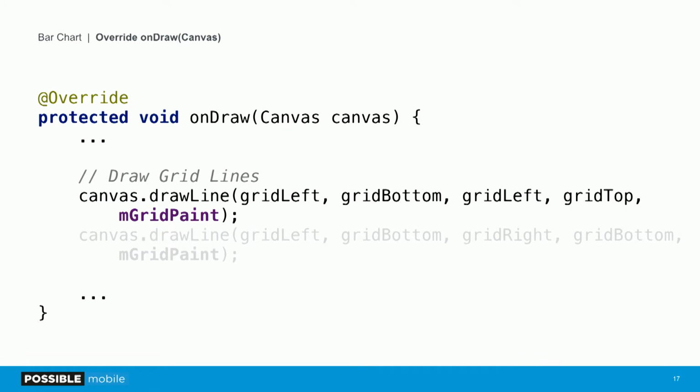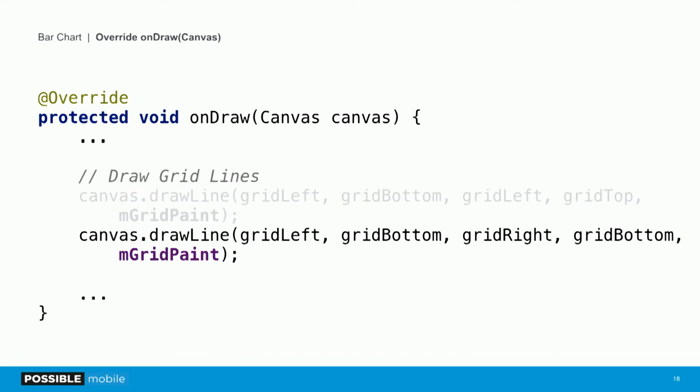We'll also give it a paint so it knows what that line should actually look like. That has all the colors set already. We've already set that up before, because you never want to initialize objects in OnDraw. That's a really, really important rule. So next, we're going to do the same thing, but this time we're going to start from the bottom left, and then we're going to go to the bottom right. So this will be the bottom line of our grid. So now we have our axes.